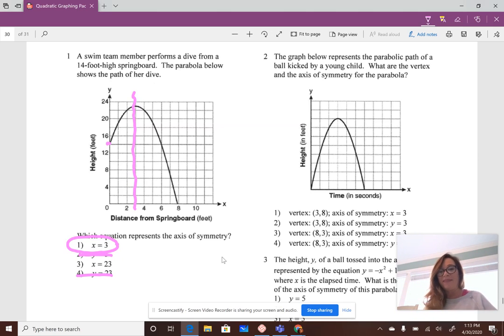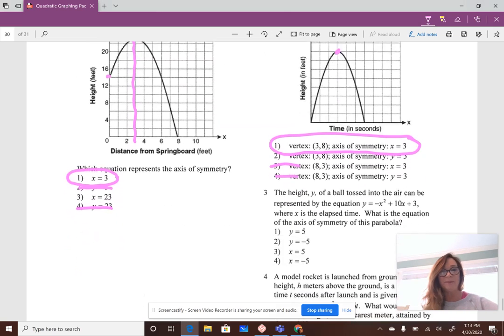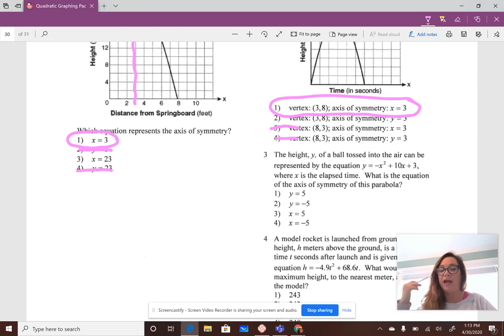Okay, number 2. They want the axis of symmetry and they want the vertex. Well, the vertex, 1, 2, 3, comma, it's got to be 3, 8. And the axis of symmetry is always an x equals. So look, x equals 3. Look, the x is 3. Got to match, people.